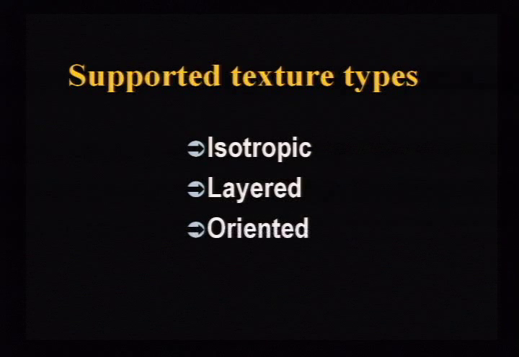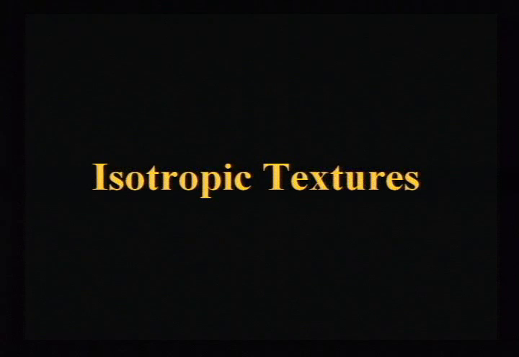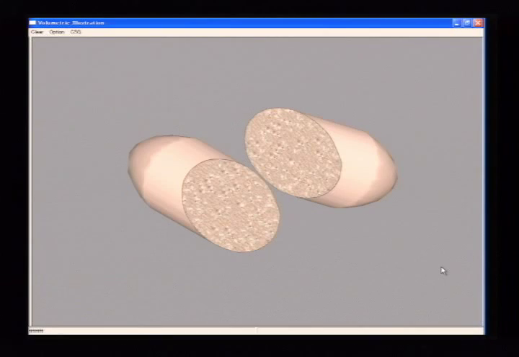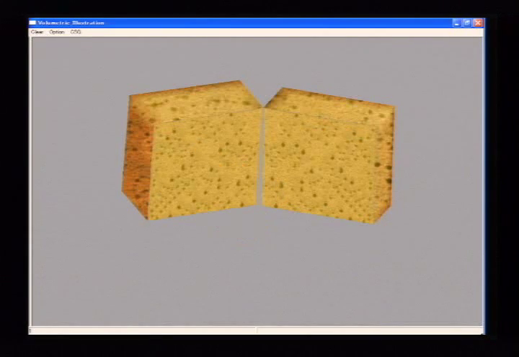The system supports three kinds of texture: isotropic, layered, and oriented textures. Isotropic textures have a uniform distribution across the 3D space. They are not dependent on position or orientation.